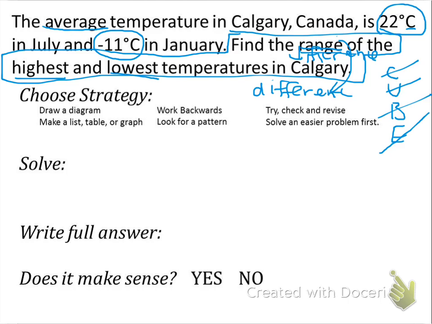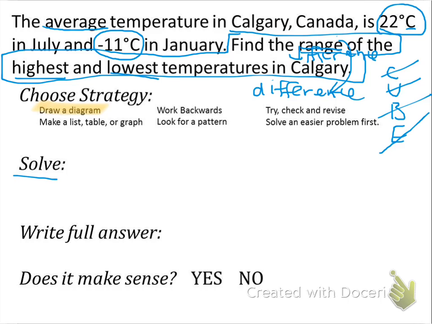All right. Then we have to choose a strategy. You have to actually circle one of these. Which one are you going to do? You're going to draw a diagram, make a list, table, or graph, work backwards, look for a pattern, try, check, and revise, or solve an easier problem first. For this one, we're going to actually draw a diagram. So you can circle or highlight whichever one you're going to do. Then in the solve section, we actually do it.